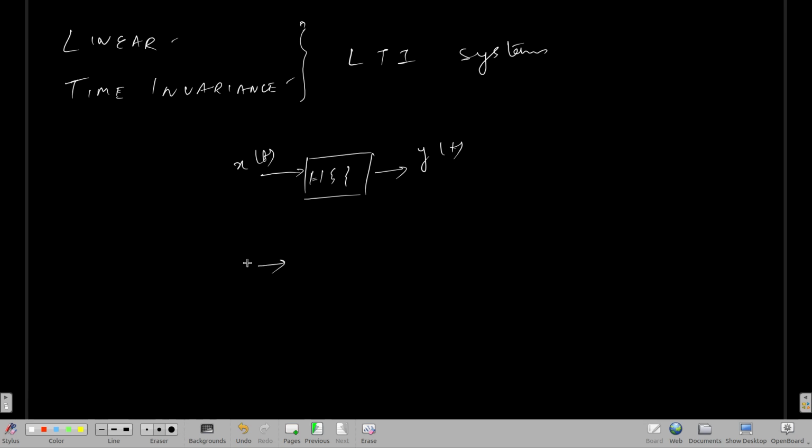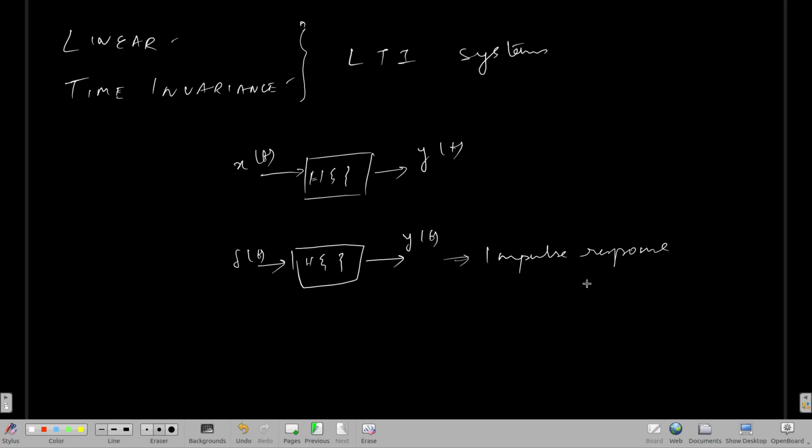And suppose I give an input delta of t. What is delta of t? Delta of t is an impulse function. To the system, I give this impulse and I get an output. We can call this the impulse response of the system.